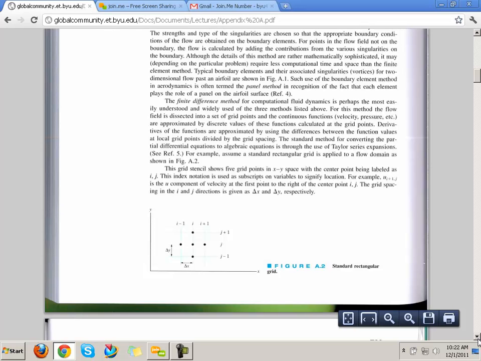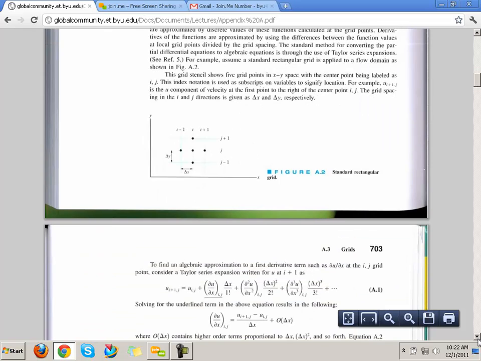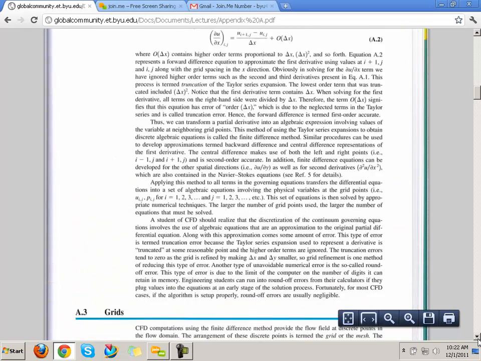So we use the finite element method. That's the one that we learned in this class. And you can do this for both two-dimensional and three-dimensional computational fluid dynamic analyses. All right, then here it's talking about some of the crazy equations and stuff.